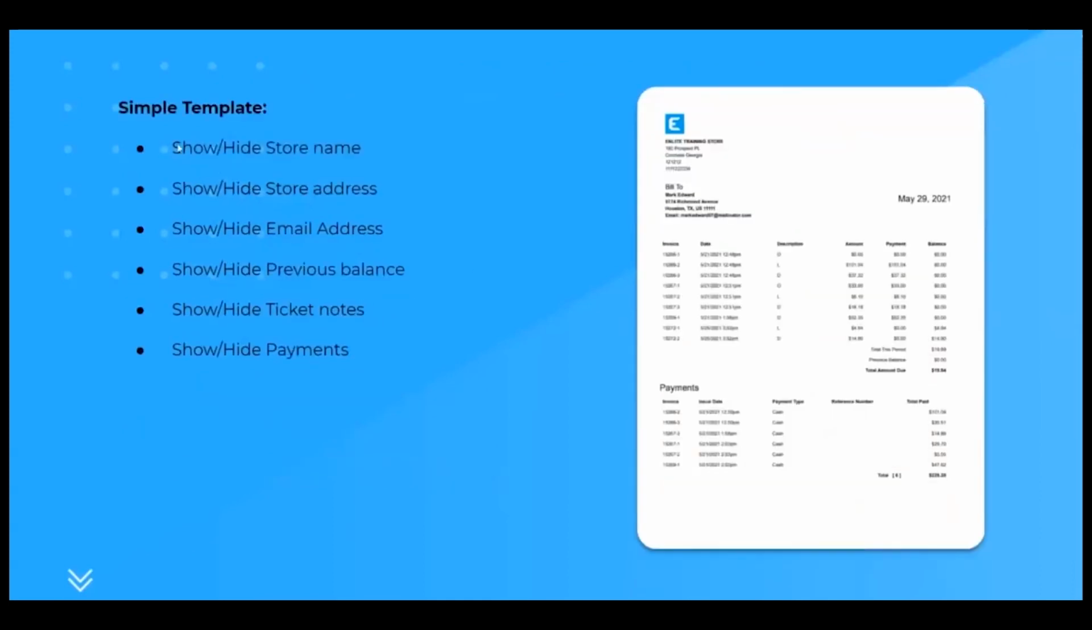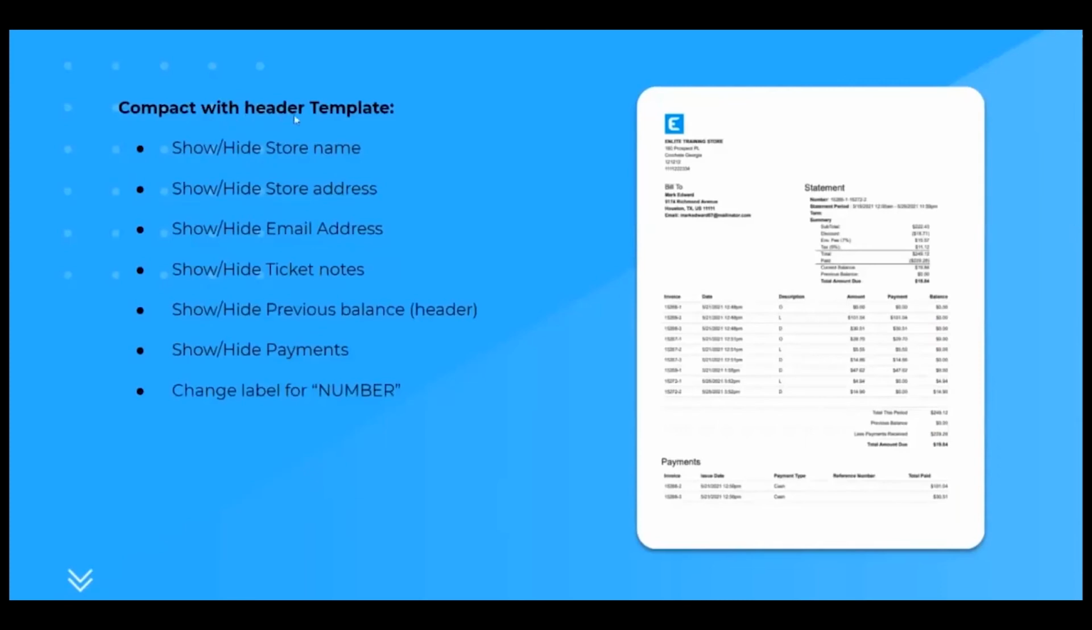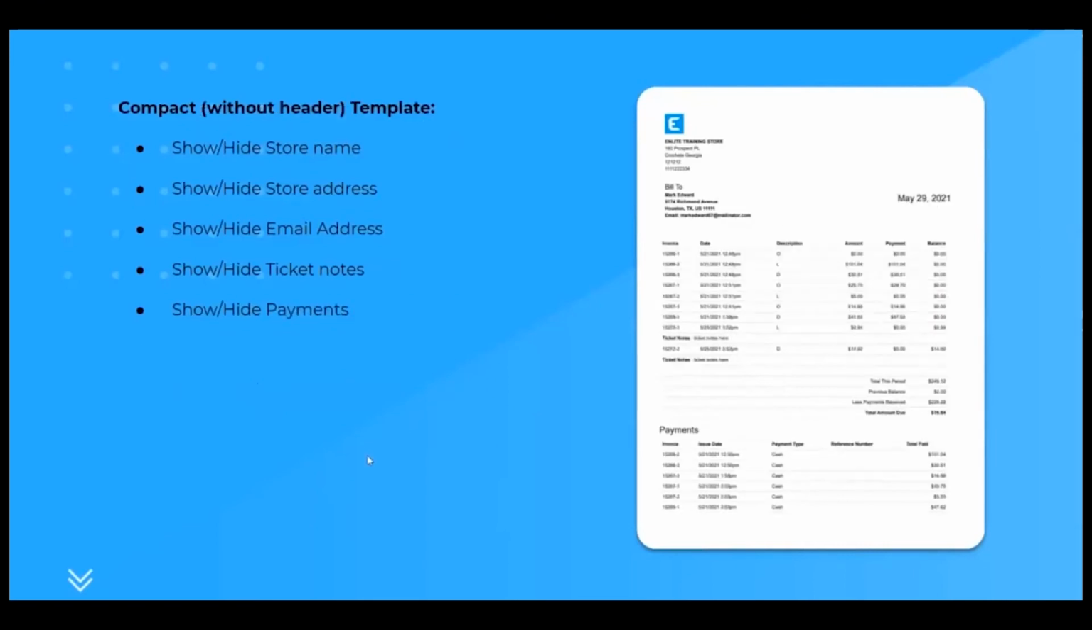Next we have simple. You can also customize some information: show or hide store name, store address, email address, previous balance, ticket notes, and also payments. Third one, we have the compact with header template. Same thing, some of the information that you can show or hide are here. You can also change the label for number, which is showing here at the top. And then the last one, we have the compact without header. So we have four options wherein you can show or hide on this specific template.